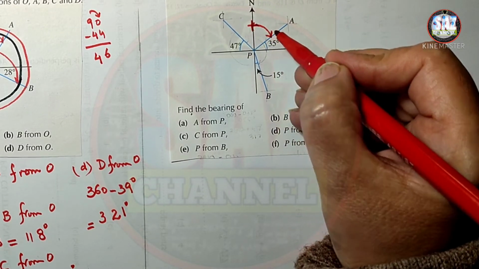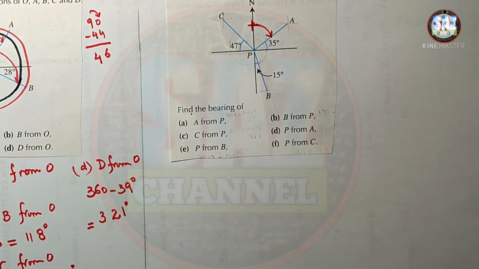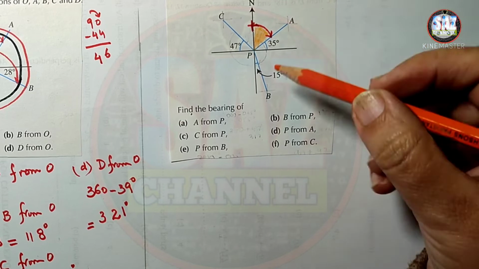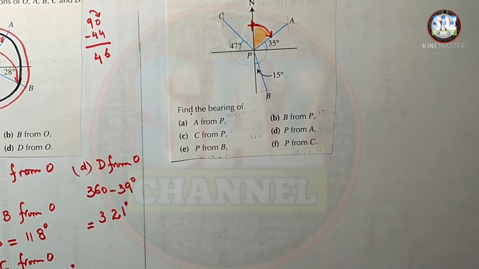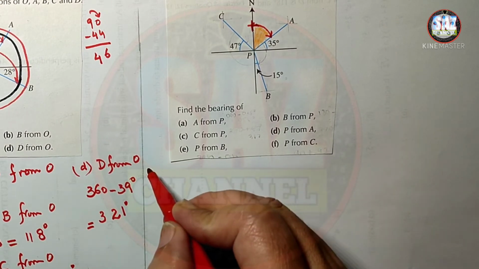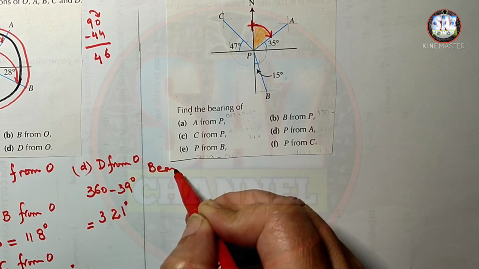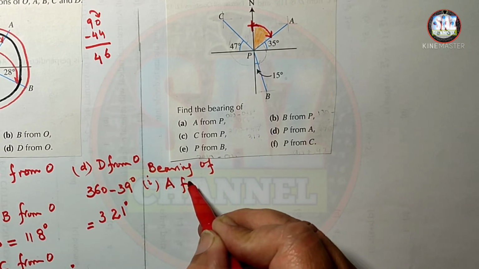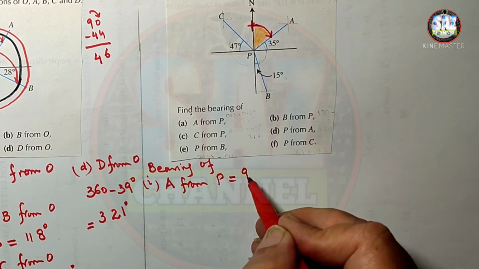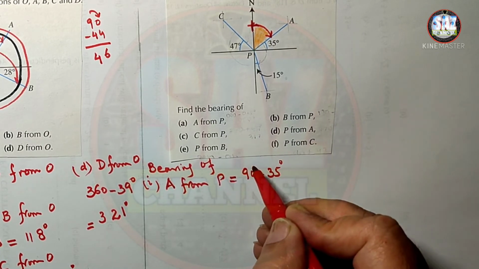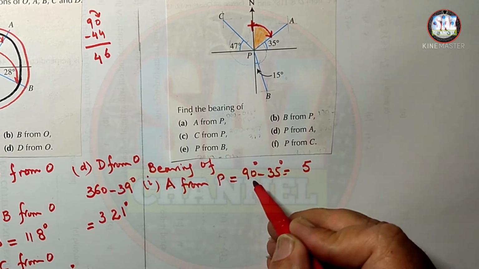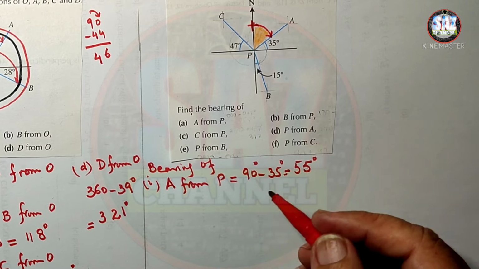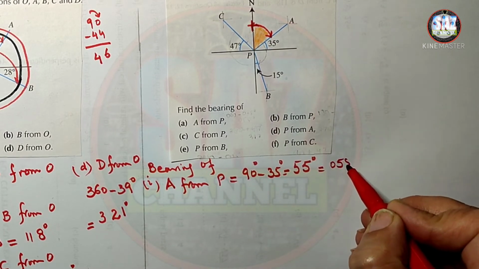Now I have to stop at this place, so I need to find this turn. Recall that if I take this whole turn, it is 90 degrees. So the bearing of A from P will be 90 minus 35 degrees. 10 minus 5 is 5, and 8 minus 5 is 3, so 55. But recall that I have to give three digits, so it will be 055 degrees. I hope you are really clear about this.